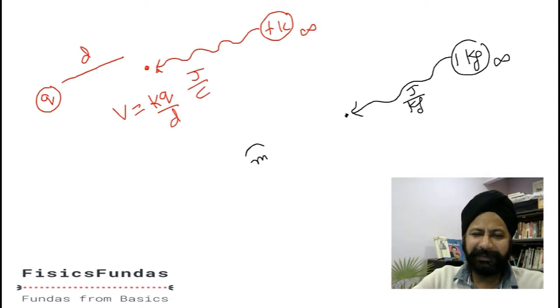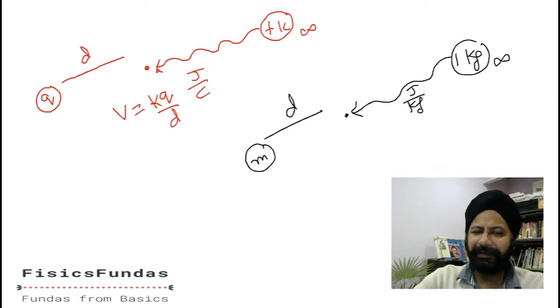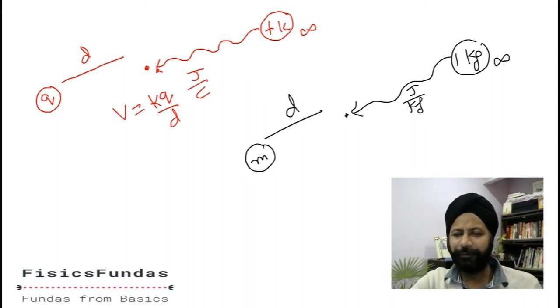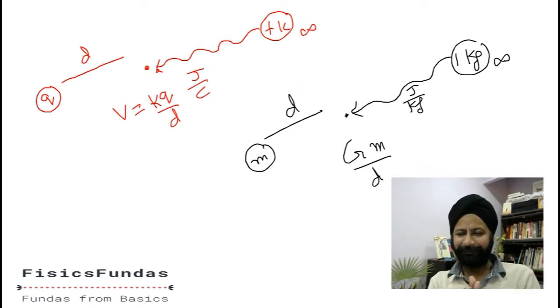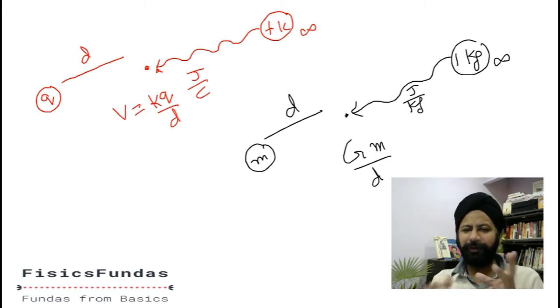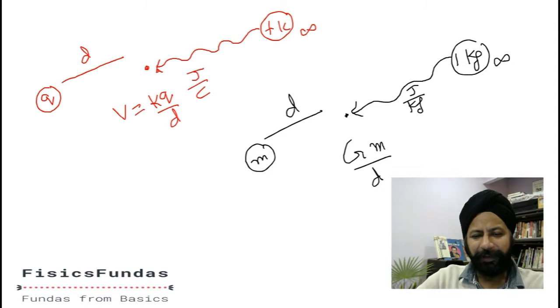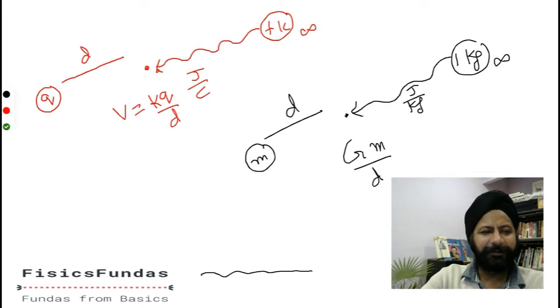Because of this mass sitting here at a distance of d, the amount of work that you do is going to be g times mass divided by d. That is the potential of this point. Now, how do these things relate with gravity small g? Very, very easy. So let's talk about, this is the surface of the earth. I am at a height of h, at a distance of h here.